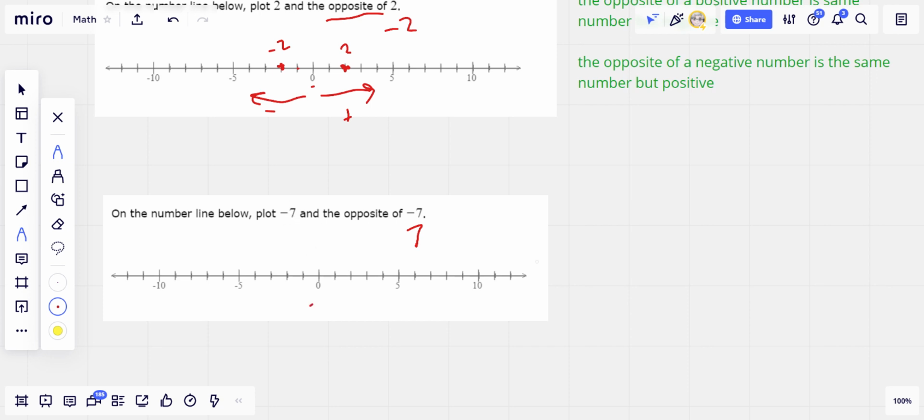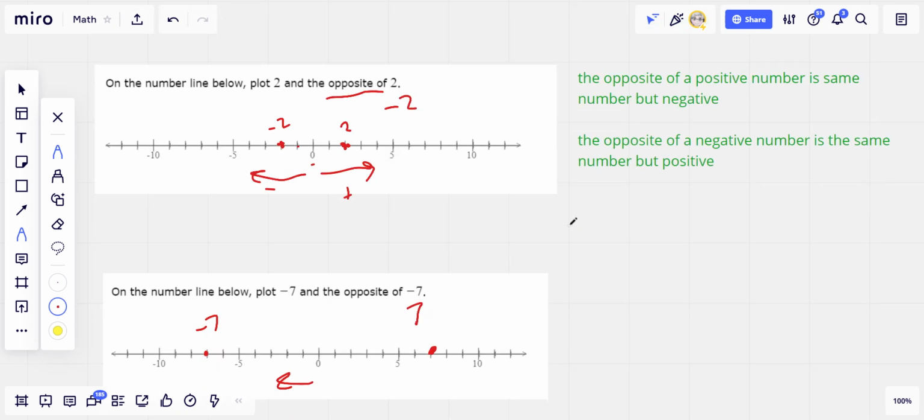Negative 7. So we're going to go this way from 0 to get to the negatives. So 0, negative 1. Well, I'm going to jump to negative 5, and then negative 6, and negative 7 would be right there. And then 7, well, 0, 5, 6, 7 would be right there. So that's a little bit of work with plotting numbers and their opposites on a number line.